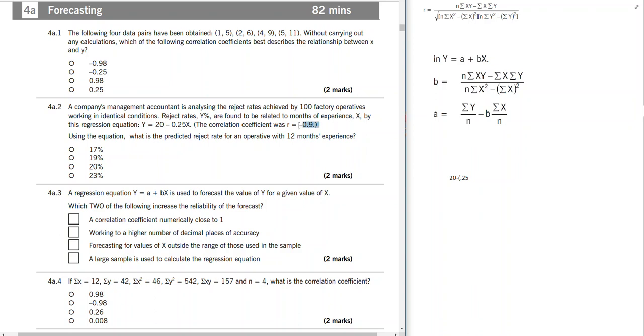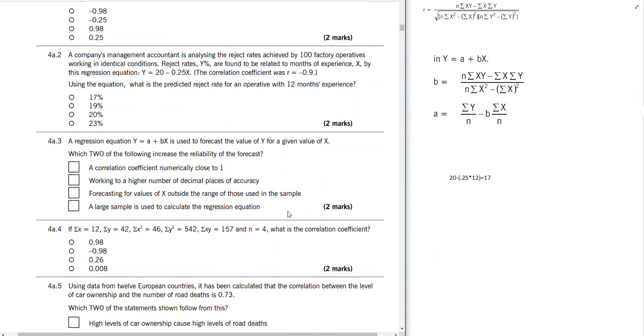Remember, this correlation coefficient is given, but we don't use it in the formula. It will only tell us about the relation, and how strong this estimate is going to be. Otherwise, it is just given for confusion. So if 12 months experience is gotten, the rejection rate would be 17, which means A.